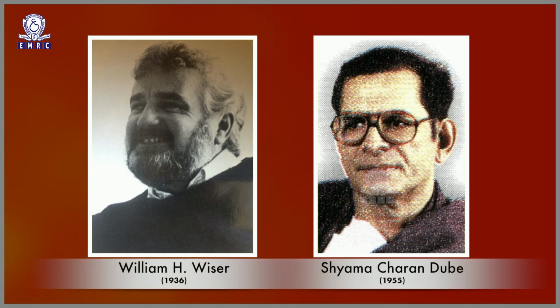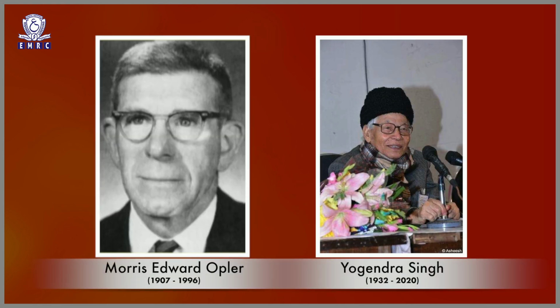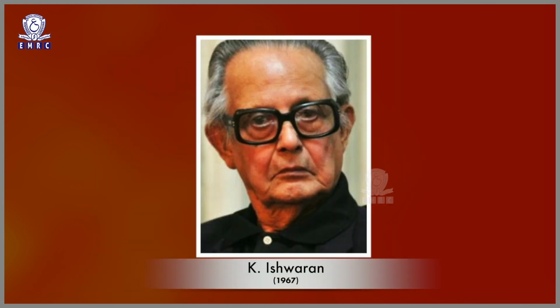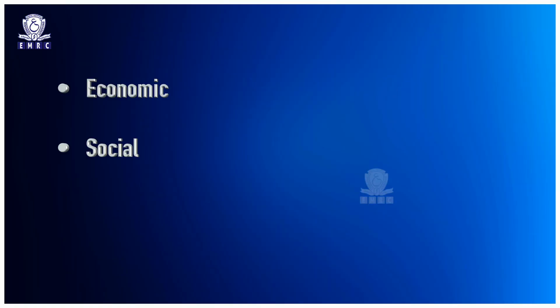Apart from the above, one of the significant features of the agrarian society is the Jajmani system. It has been studied by various sociologists like William Wiser, S.C. Dube, Opler and Singh, K. Ishwaran, etc. The term Jajman refers to the patron or recipient of specialized services, and the term Jajmani refers to the whole relationship. In fact, the Jajmani system is a system of economic, social and ritual ties among different caste groups in a village.